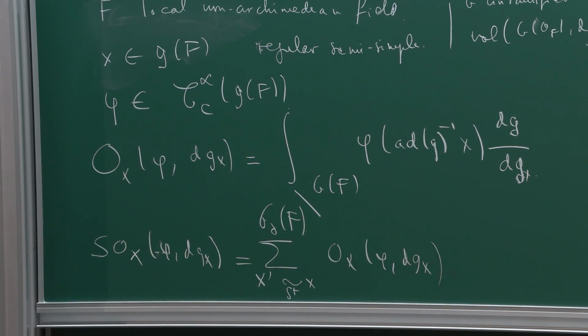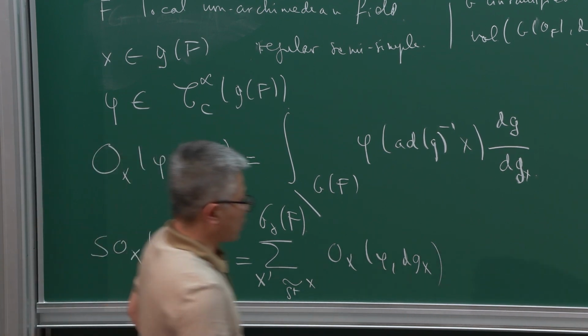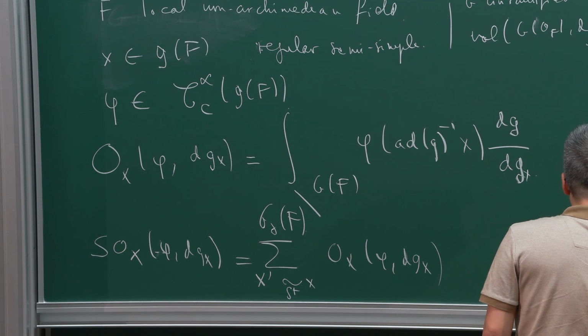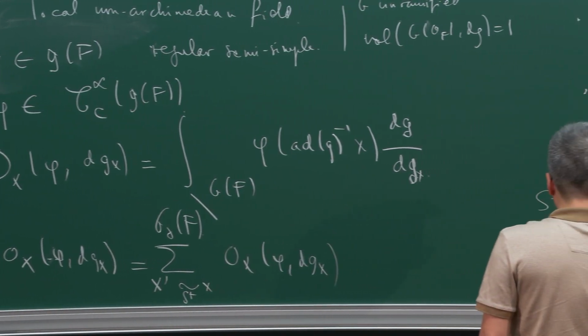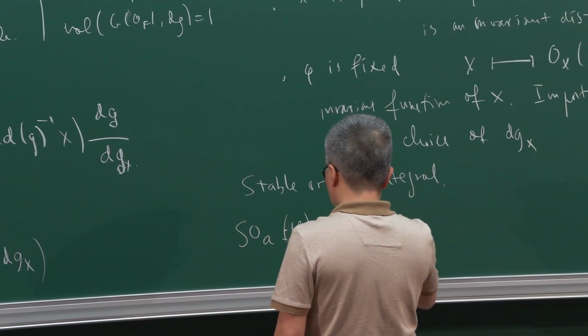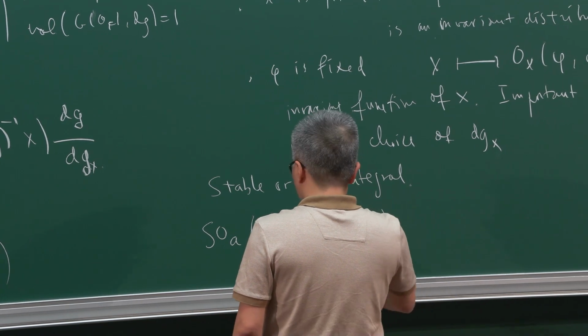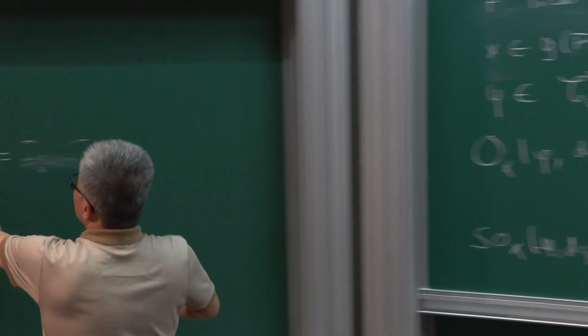But from the geometric point of view, it's actually nicer to look at this not as a function of x, but as a function of a. So SO of a, phi. Now I just forget about this Haar measure, for instance. The SO of a of phi, where a is the image of x here.